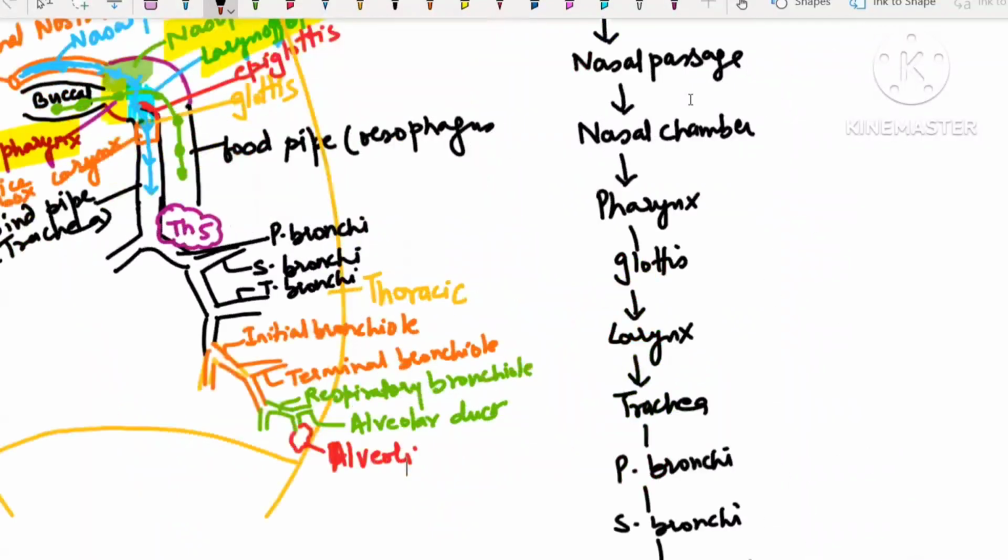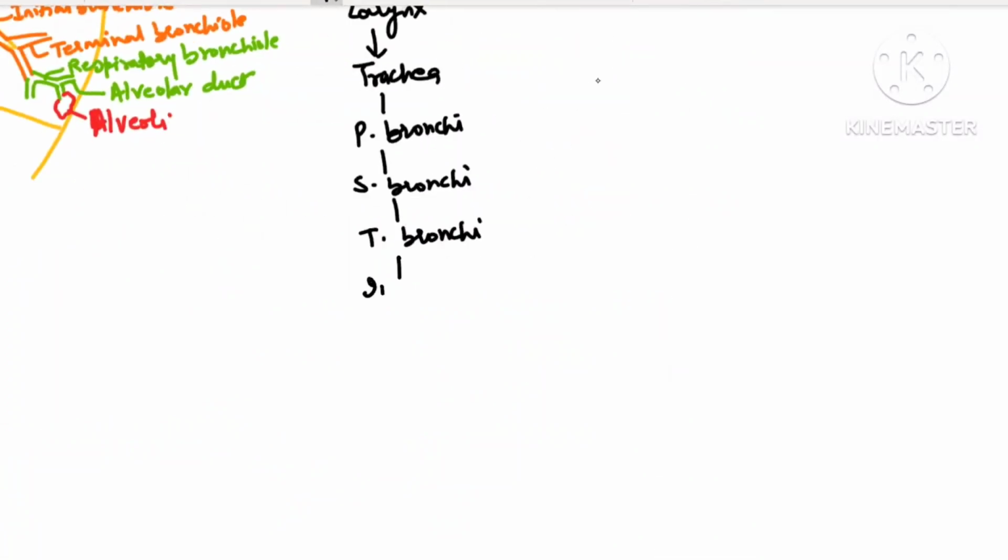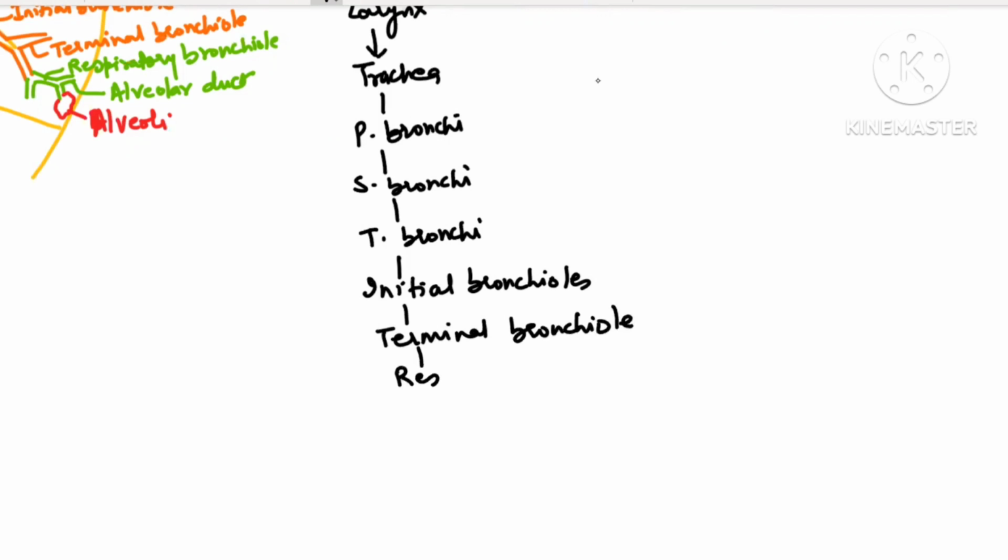So let me write the sequence for you here. After tertiary bronchi, I wrote it, it is initial bronchiole. It will give rise to terminal bronchiole. Terminal bronchiole will give rise to respiratory bronchiole. Respiratory bronchiole will give rise to alveolar duct. And finally, which will be an alveoli.